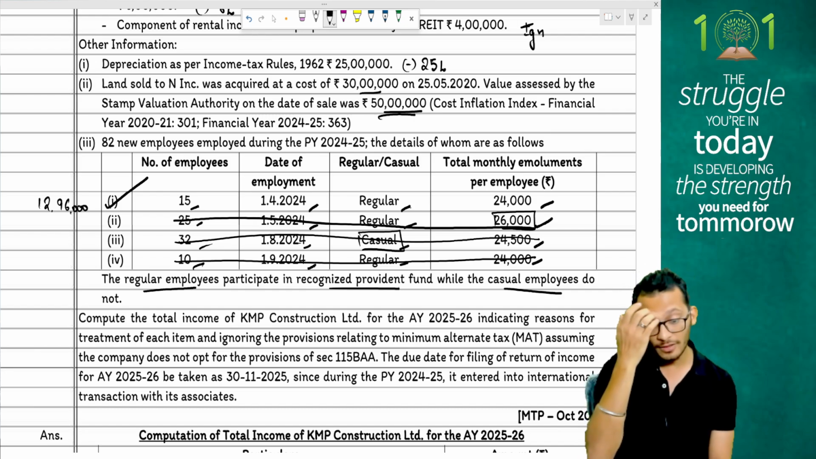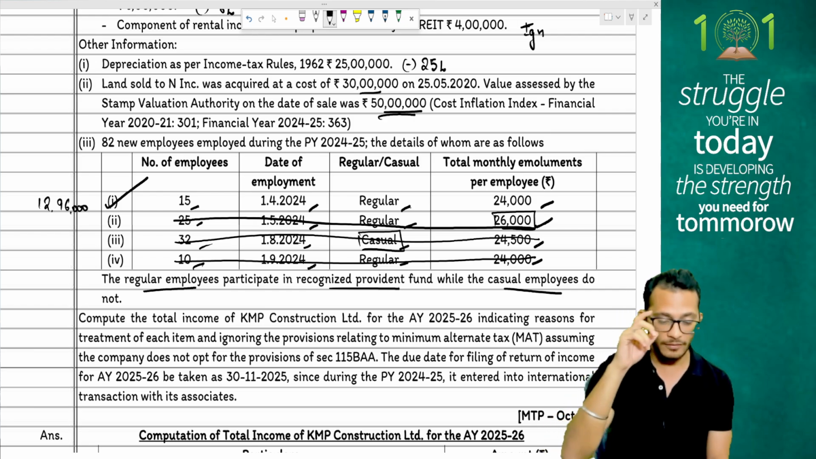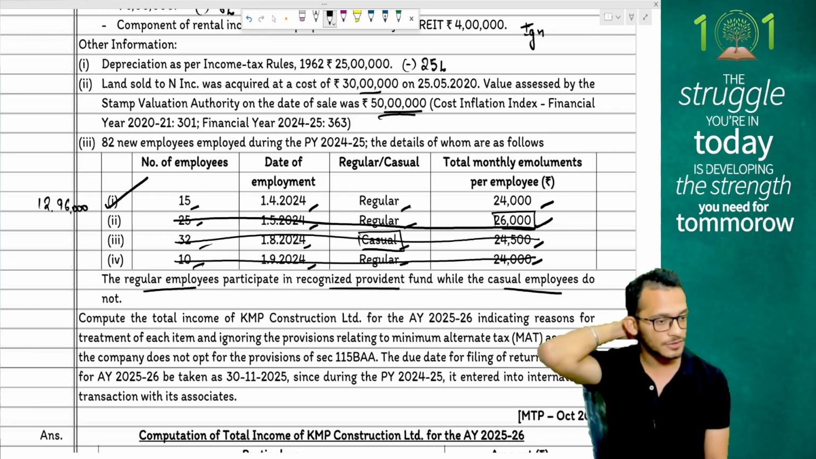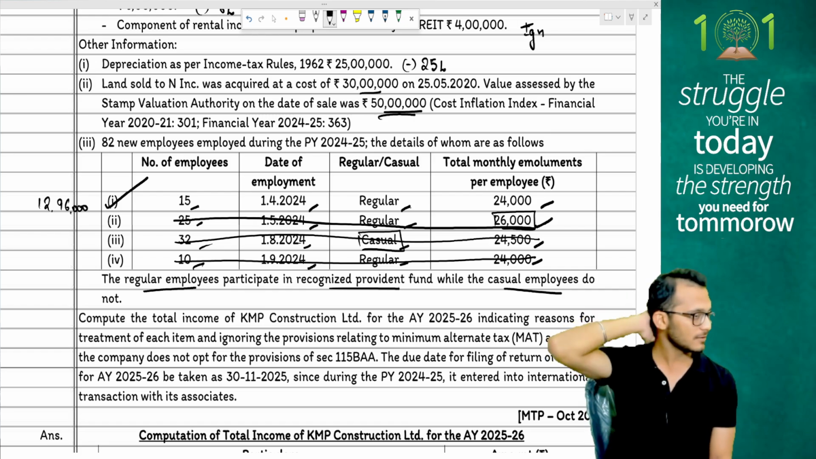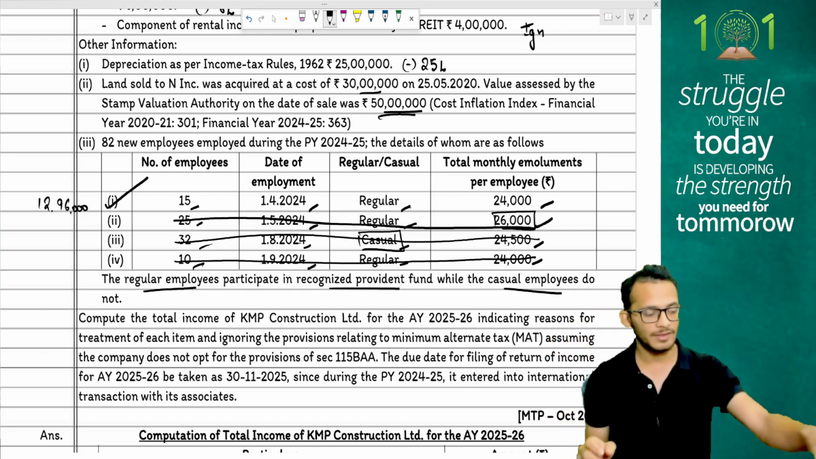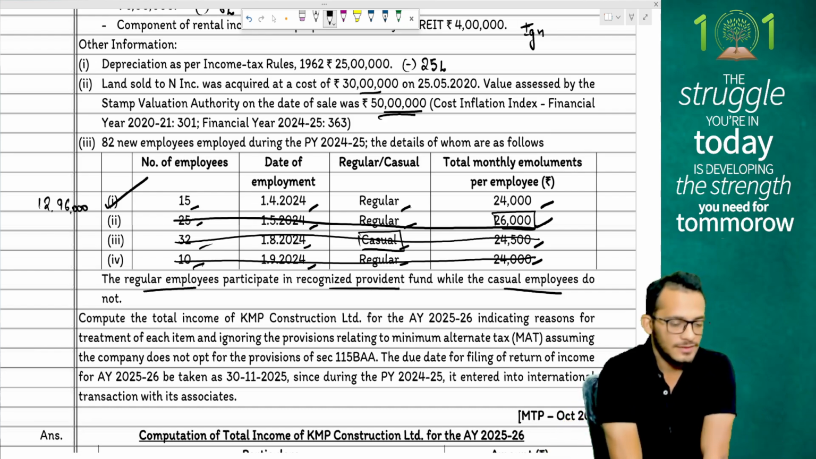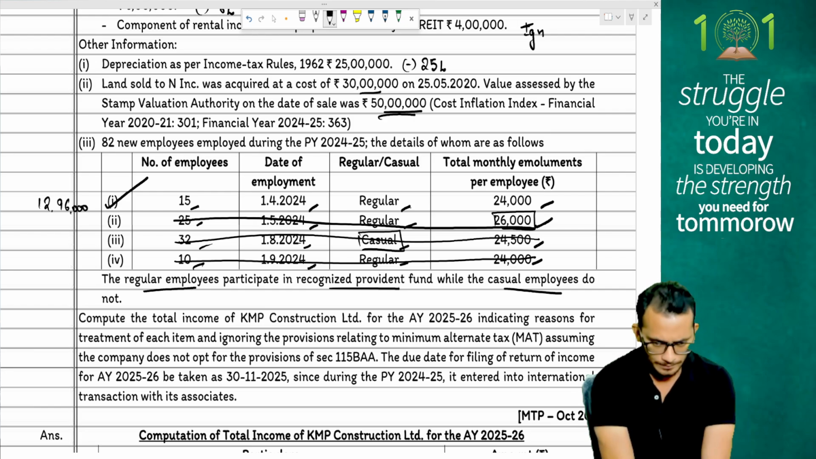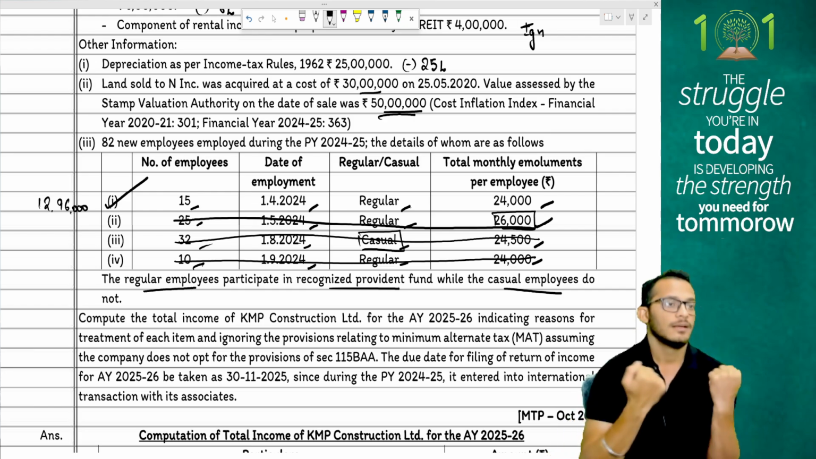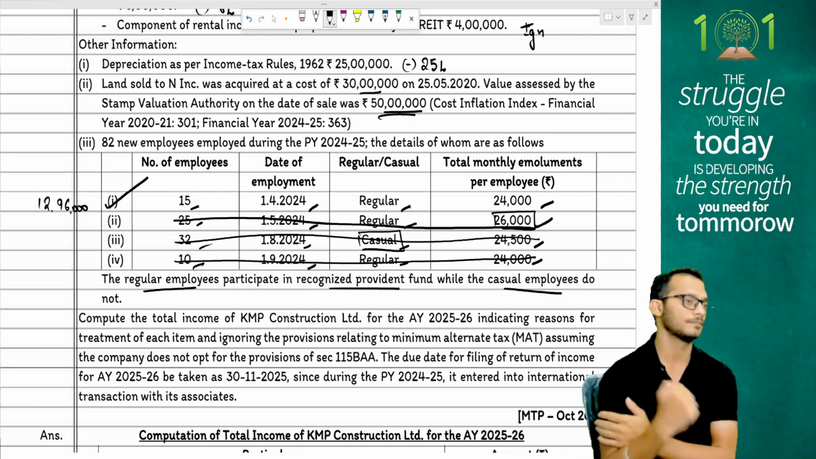You are required to compute the construction income of KMP along with the treatment of each item, ignoring the provisions of 115BAA. This is what the question says. Any doubts on the question, people? No? Can we write down quickly? Yes. Let's try this out. Let's see what the format looks like.